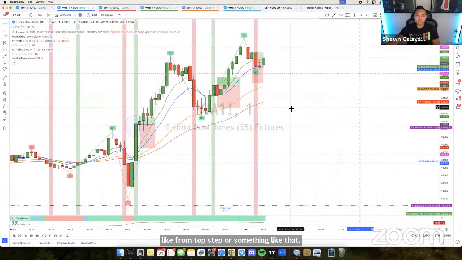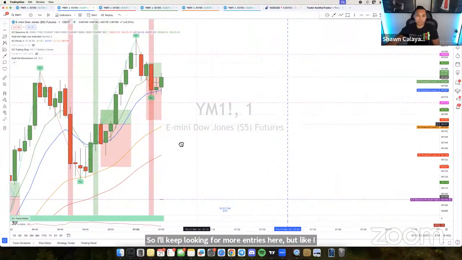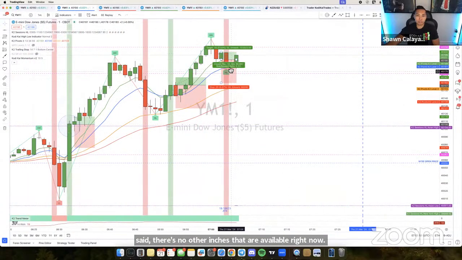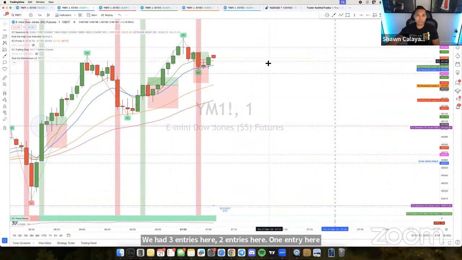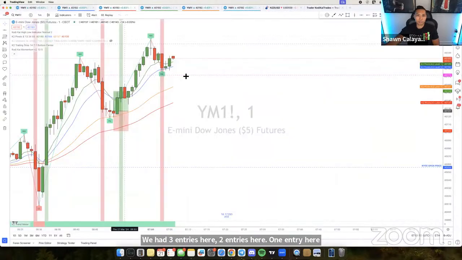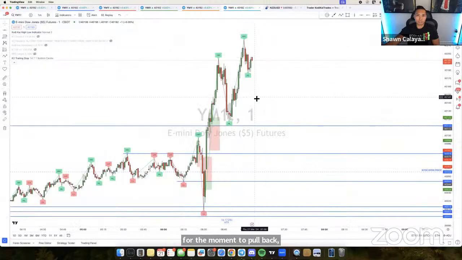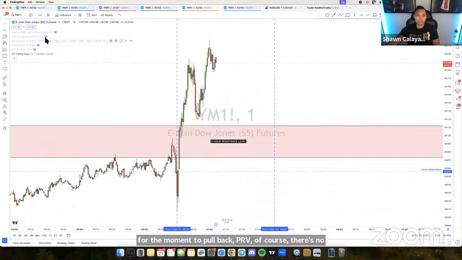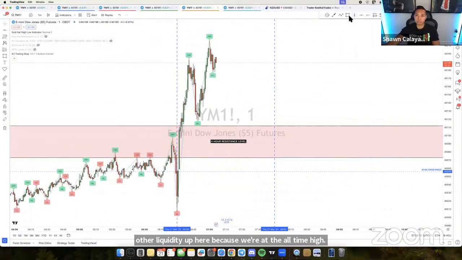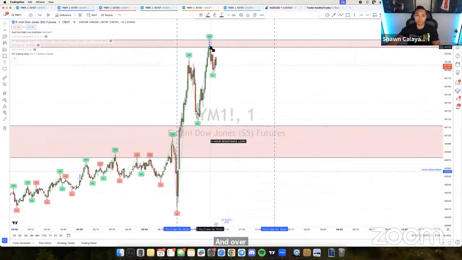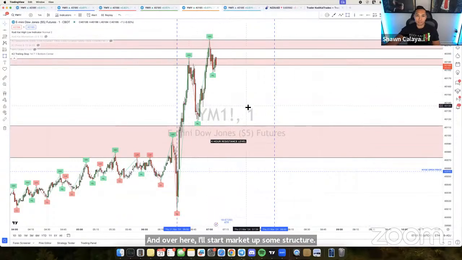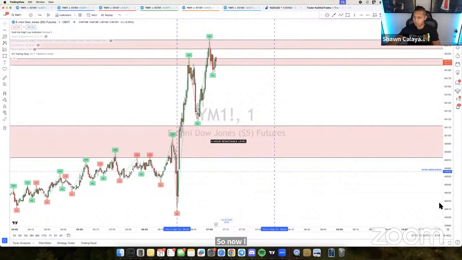So we'll keep looking for more entries here, but like I said, there are no other entries available right now. We had 3 entries here, 2 entries here, 1 entry here for the momentum pullback scalp. PRB, of course, there's no other liquidity up here because we're at the all-time high. And over here in our clean chart, I'll start marking up some structure. So now I've got to calculate my next contract size.